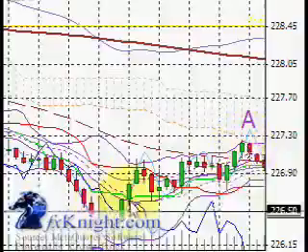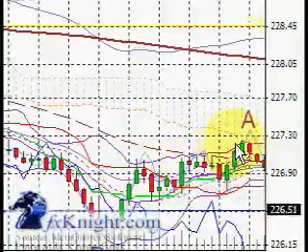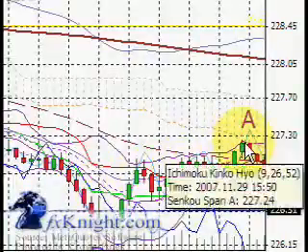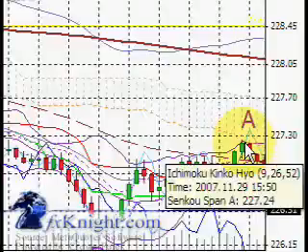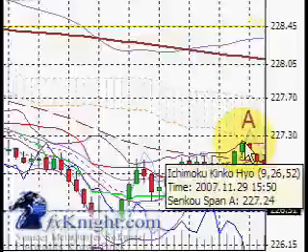There's our point A. Basically what you see is this upslope's been going. Now it turns around here. And again, my stochastics are turning. My moving average is turning. My OSMA is turning. OSMA is an indicator I like to use.